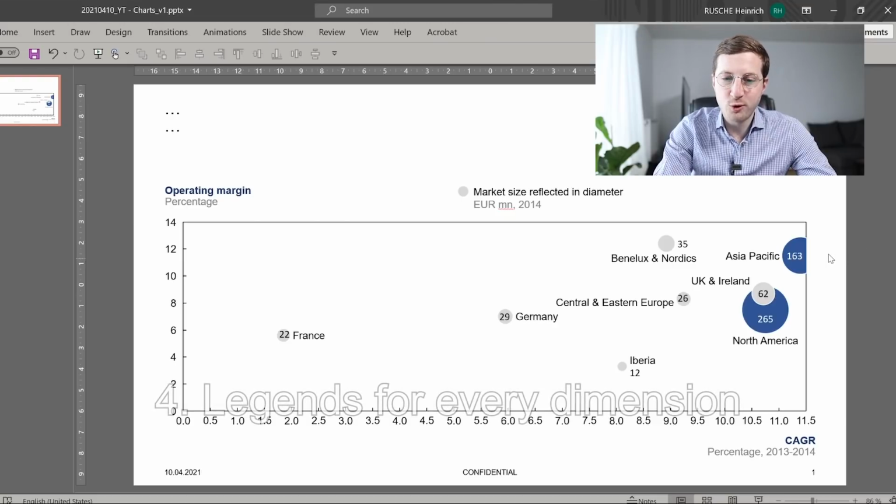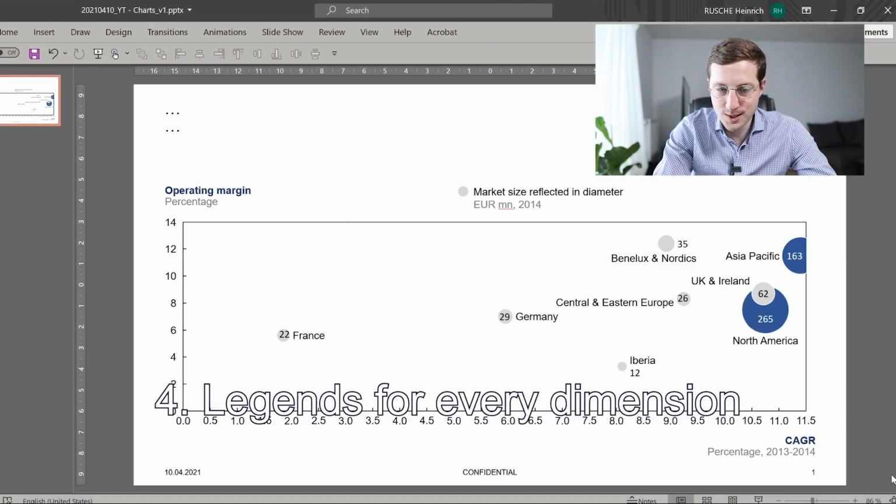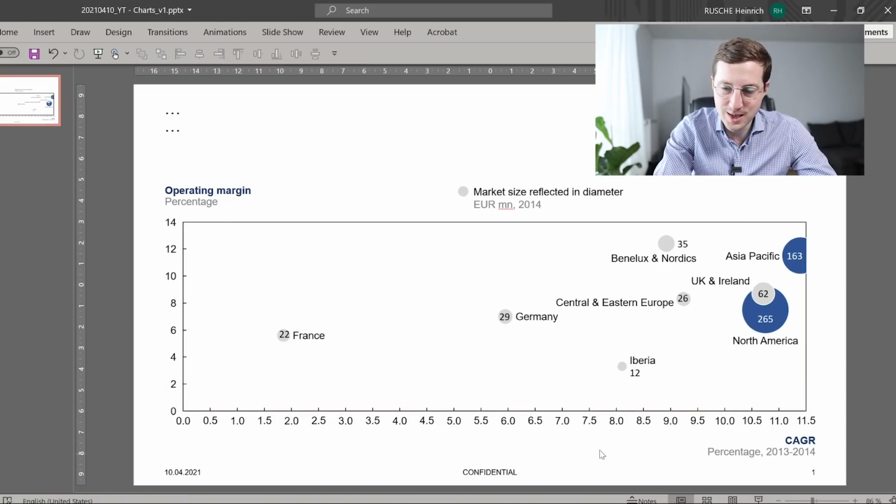The next thing to look out for are the legends and the axis labels. You see that we have really 3 types of dimensions we need to label. First, the x-axis, the CAGR, then the y-axis, operating margin, and then this additional information on the diameter. Again, CAGR stands for compounded annual growth rate, and it shows how much this company or this business unit, this region is growing year on year.